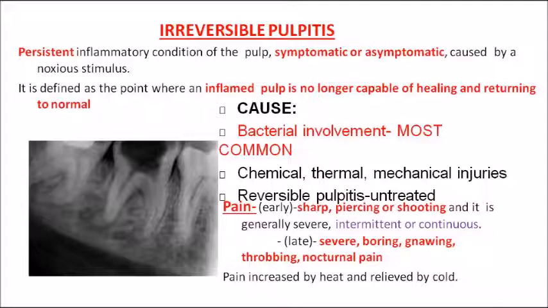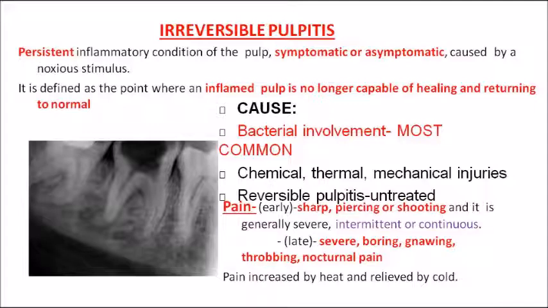It is generally severe and intermittent or continuous type of pain. If it is a late case of irreversible pulpitis, then there will be severe, boring, gnawing, throbbing pain, and nocturnal pain also will be there. Boring, gnawing, throbbing type of pain, plus there will be nocturnal pain, that is night pain. Pain increases by heat and is relieved by cold. This is one more feature.